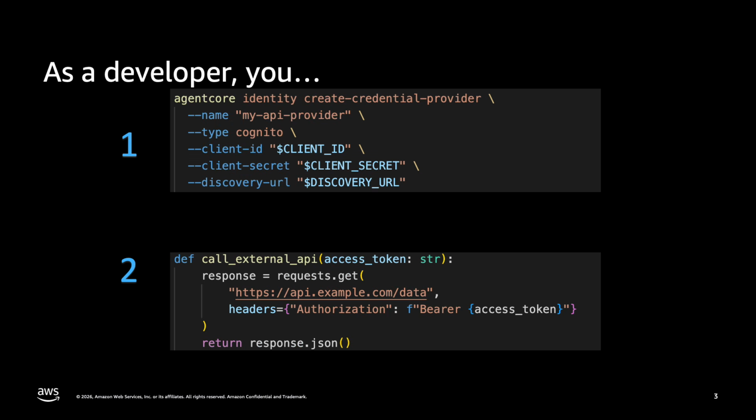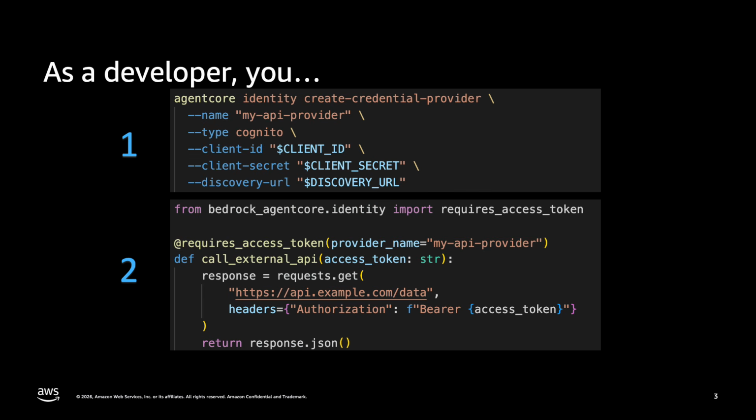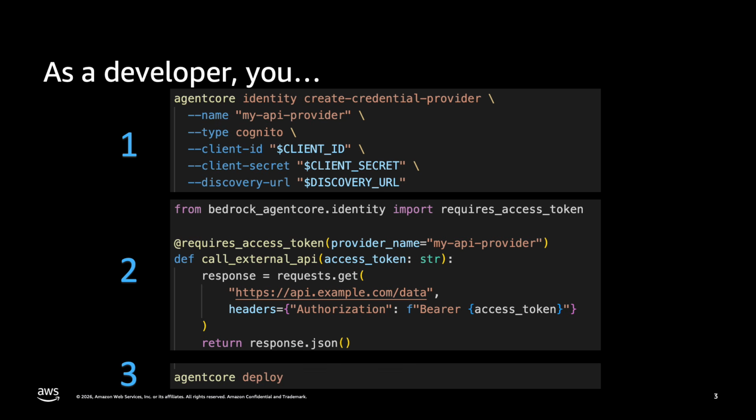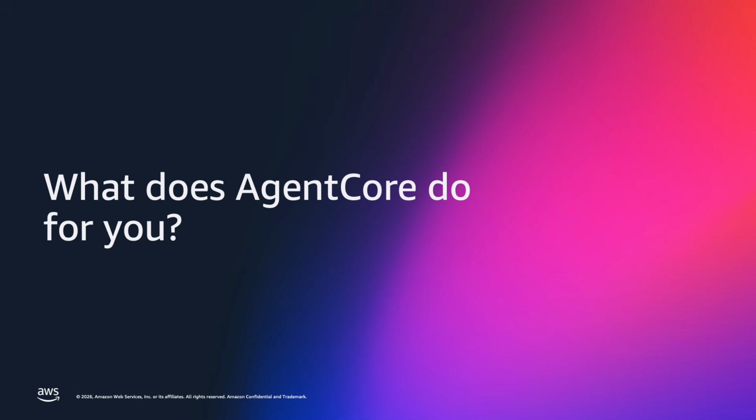Second, use the @requires_access_token decorator in your agent code. This tells AgentCore Runtime that it needs to get an access token using the MyAPI provider. Before the function runs, AgentCore fetches a valid token and injects it into the access token parameter. And third, you deploy your agent, and you are ready with an agent that can access an API when needed. So that's what you do as a developer. Three simple steps. But what does AgentCore do for you?